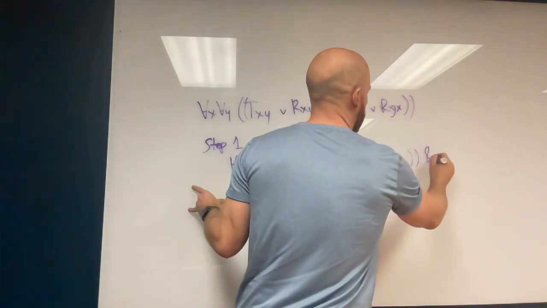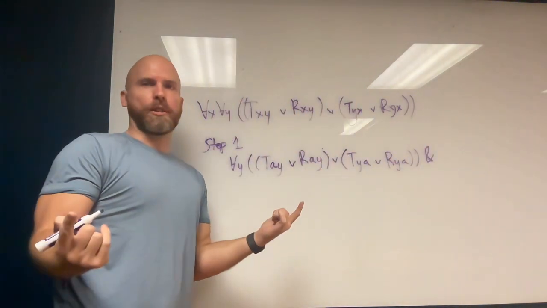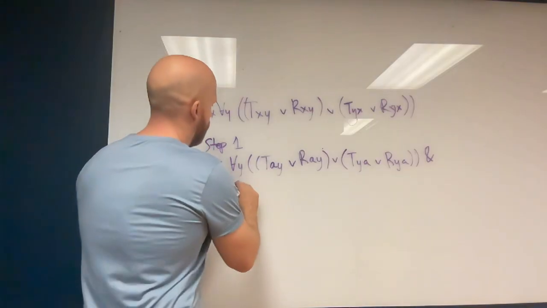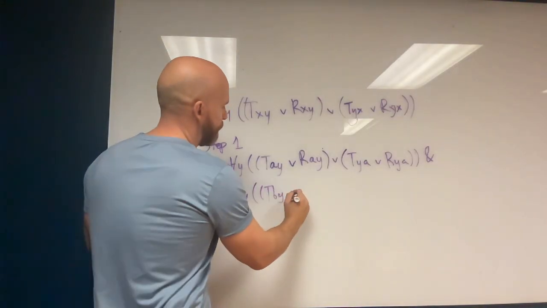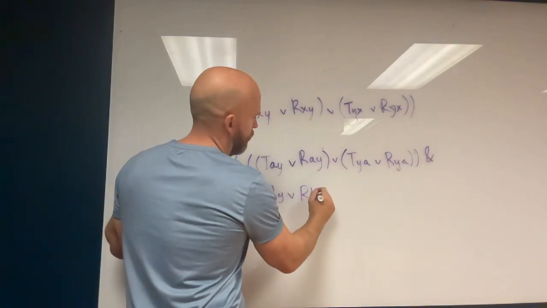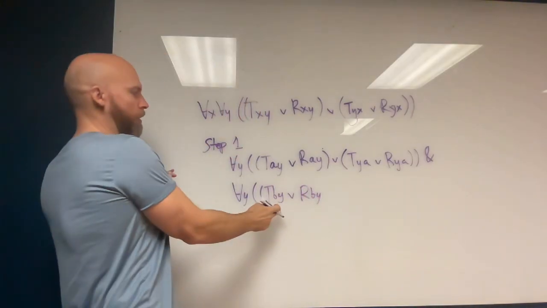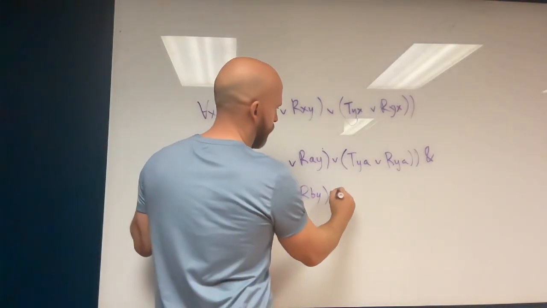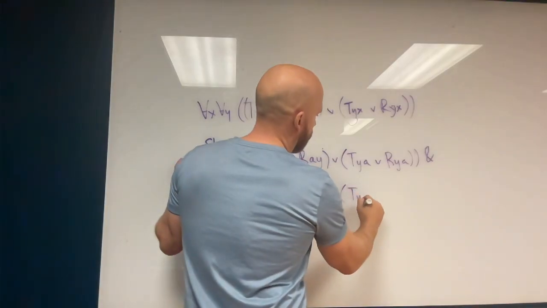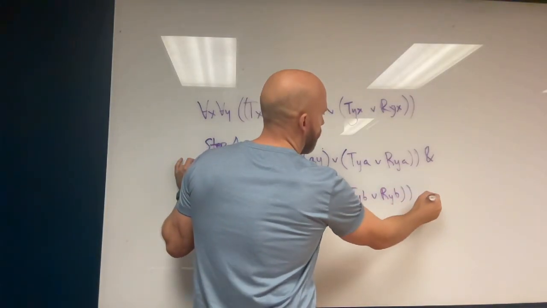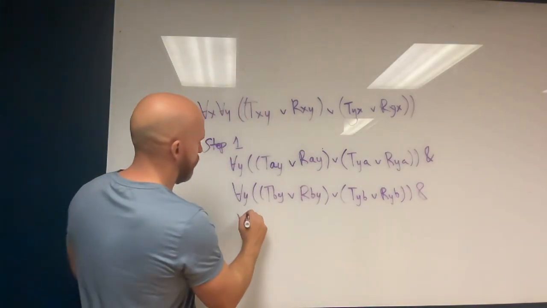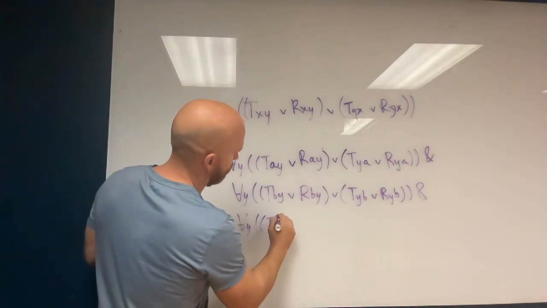Because it's universal, draw the conjunction there, and I have to do it again, this time for B. So B is taller than everything, or B is related to everything, or everything is taller than B, or everything is related to B. And the same for C.